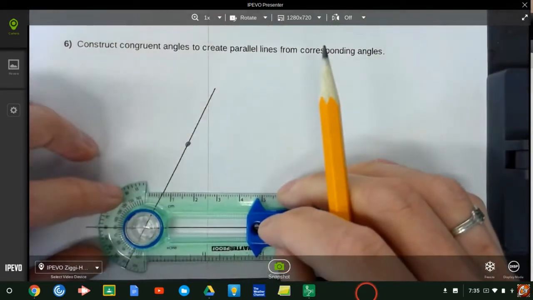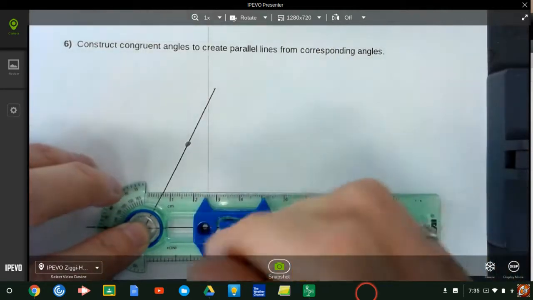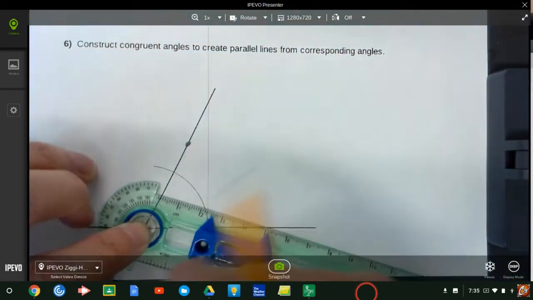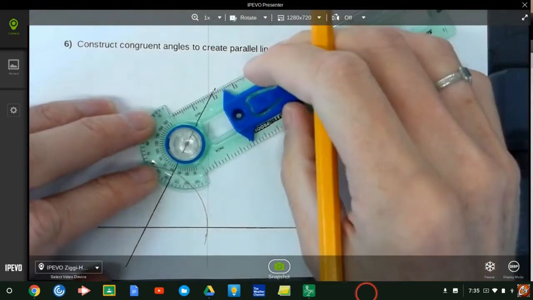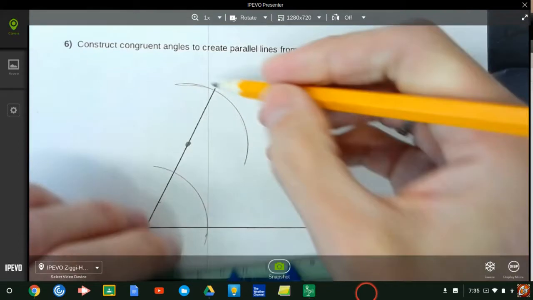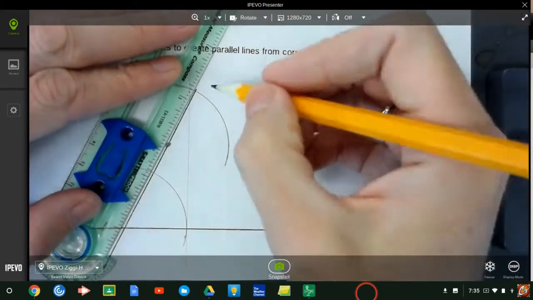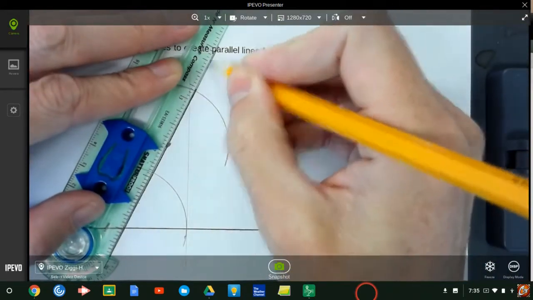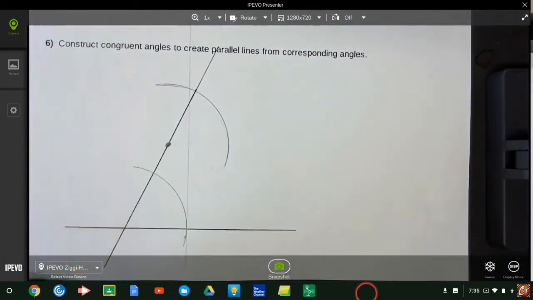So I'm going to start with my curve. And I'm going to take that over to here. Make sure it crosses the line here. If you don't cross the line, extend it. In fact, I'm going to extend mine just to be a little safer. Okay, you can always extend your curves.